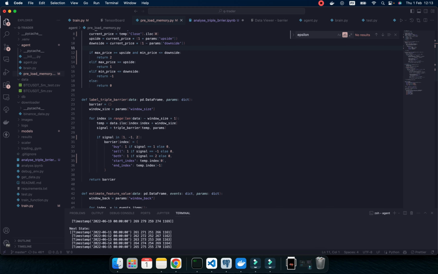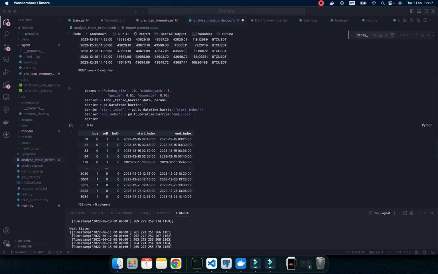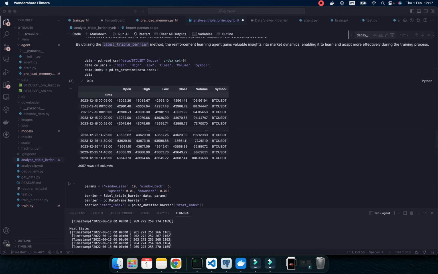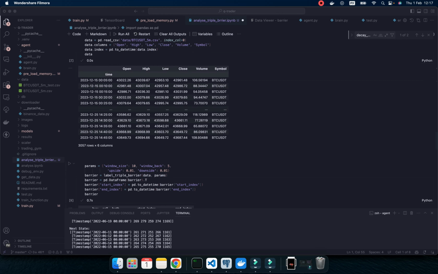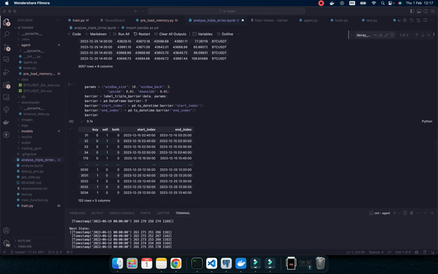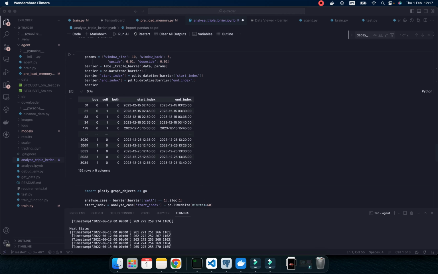Another method is labeled triple barrier. We loop through our data frame and label all these parameters. Next, I load the data and apply this function. As you can see, we are making up our data set. We have events for when an agent needs to buy, when to sell, and when to avoid the situation when the market is too volatile.